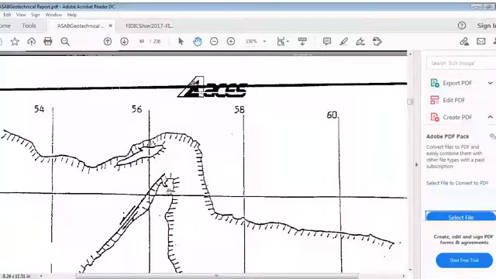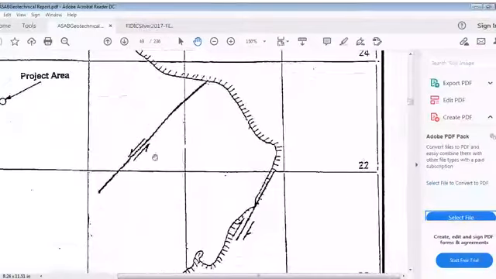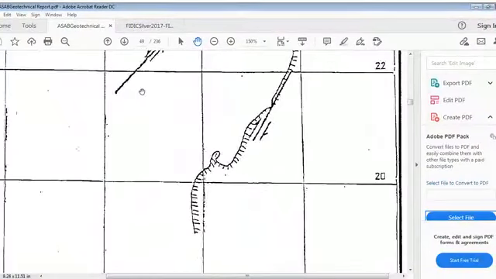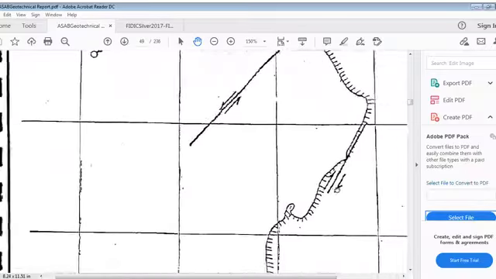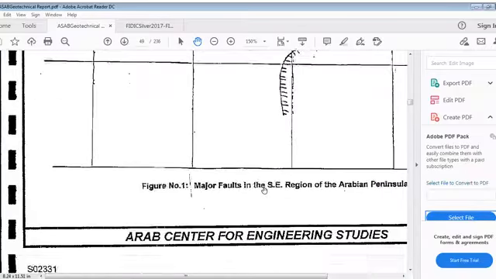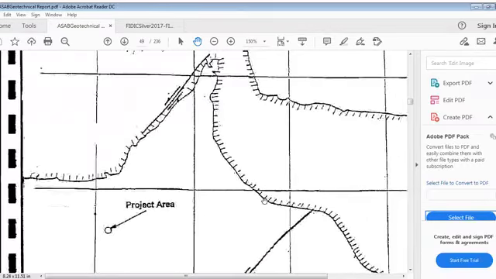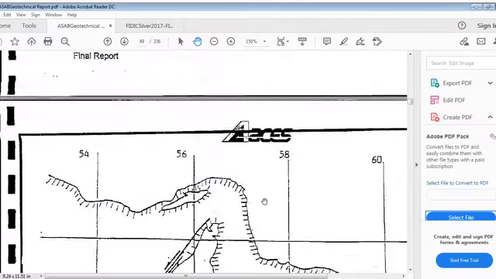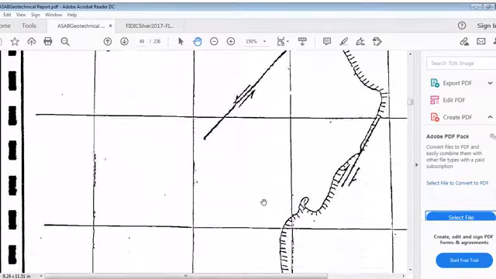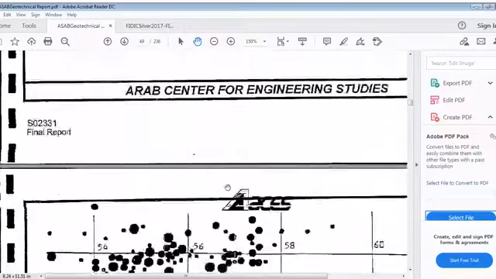You can see this, and this, and then you can see here. So this means major faults in the south region of the Arabian Peninsula. And as we go further, you can see it. There is no explanation for this.